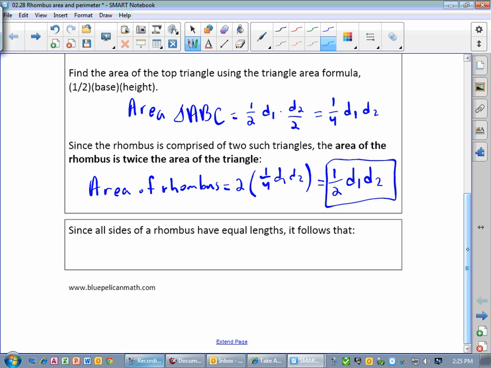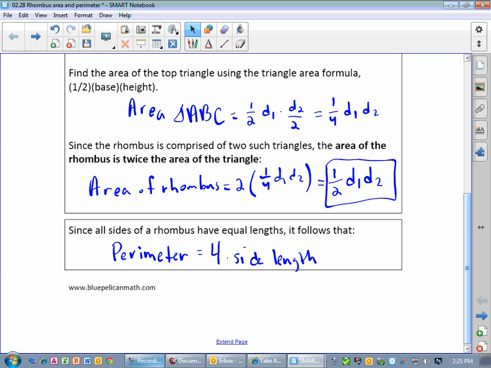Because a rhombus has all equal sides, it follows that the perimeter of a rhombus would be 4 times the side length. Why 4? Why not 5 or 6 or 7? So there's 4 sides and they're all the same, so 4 times the side length.